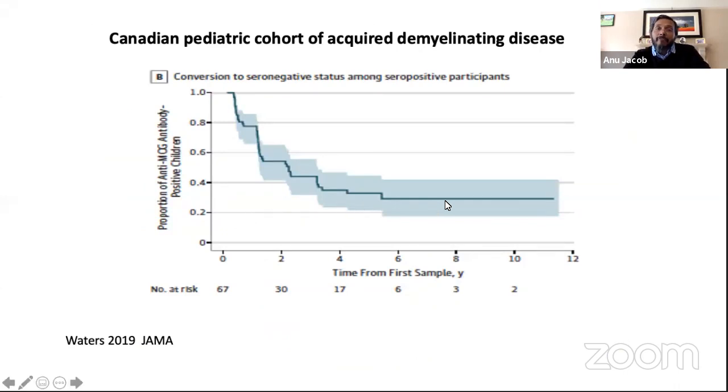How long did it take for these titers to fall and become seronegative? So if you look at this Kaplan-Meier curve, this is the time from the first sample, and this is the proportion of patients who were seropositive to begin with. So at day 0, they were all positive. And as time goes on, the number of patients who are positive drops. So by about 4 years, about 60% of patients have become negative, but 40% still remain positive.